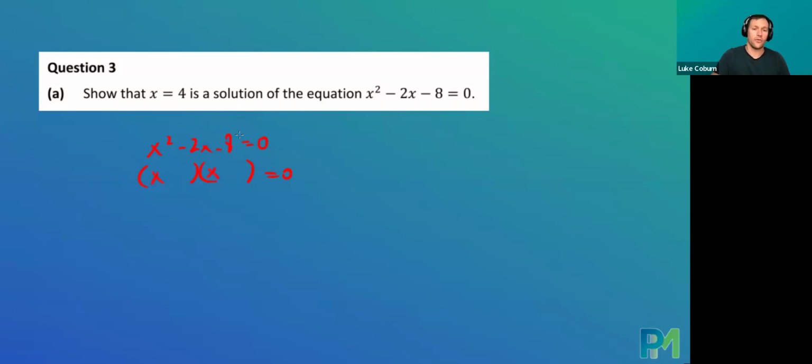X and x, two numbers that multiply to give me 8 are 2 and 4. I want to get a minus, so I make this one a plus and this one a minus. Then I have x plus 2 is equal to 0, or x minus 4 is equal to 0. This gives me x is equal to minus 2, and this gives me x is equal to 4. So implies, implies, and implies. That is one way to go about showing that x is equal to 4 is a solution.